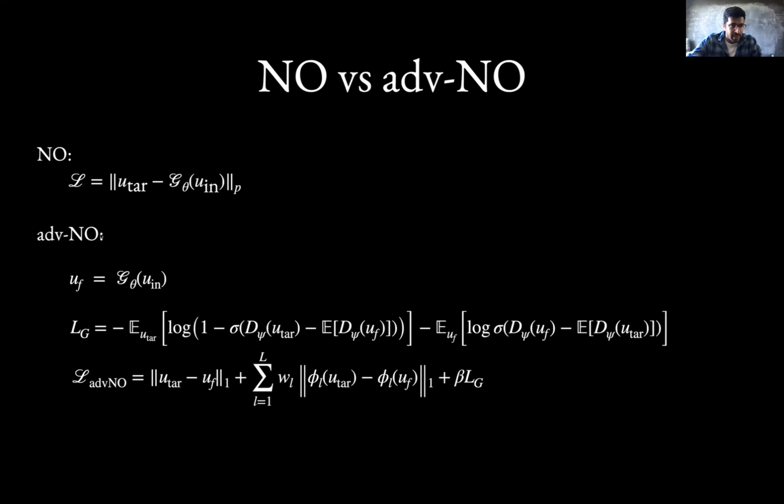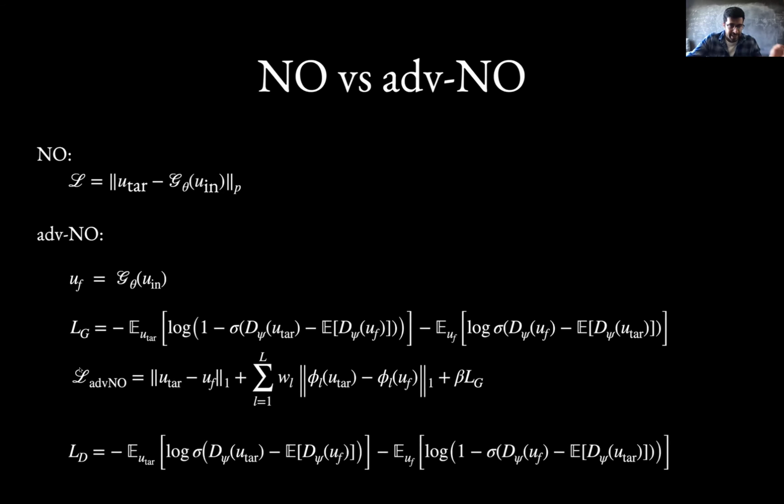So overall, instead of training a vanilla neural operator by minimizing just the L2 error, this is what we do. We minimize the reconstruction loss, which is like an L1 norm. Then we have the adversarial loss or the generative loss, where we try to fool the discriminator by making it think the neural operator's prediction is the real state. And we have a perceptual loss, where we try to minimize the error between the states projected using a pre-trained neural network.